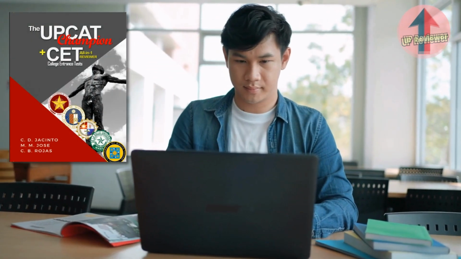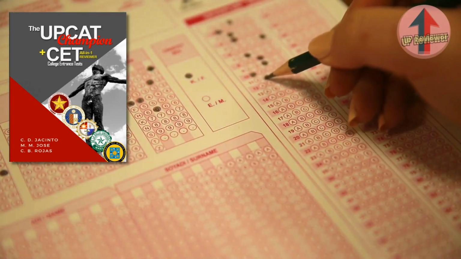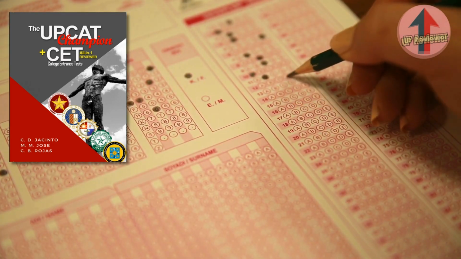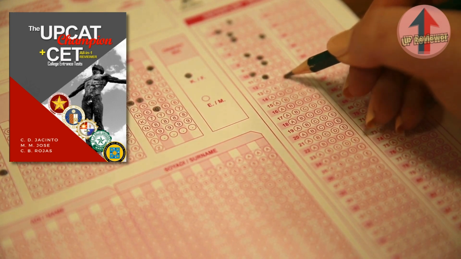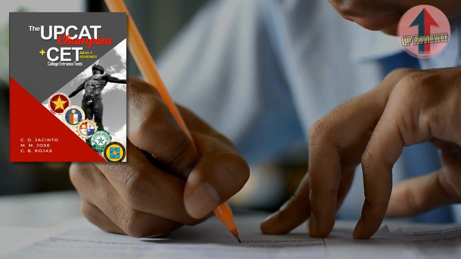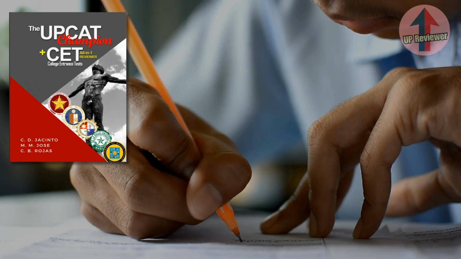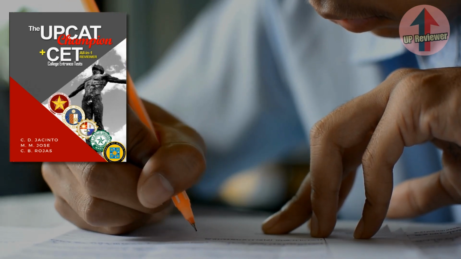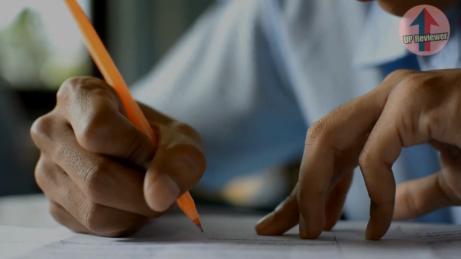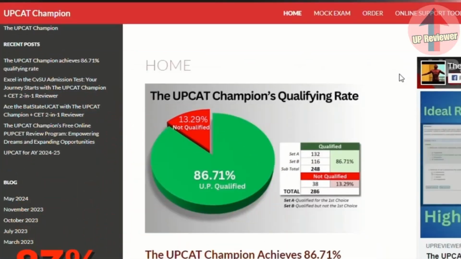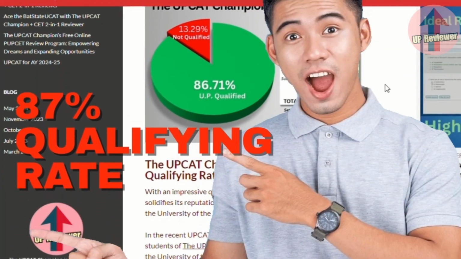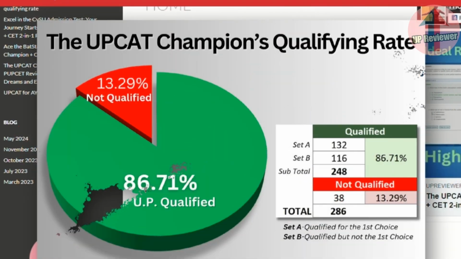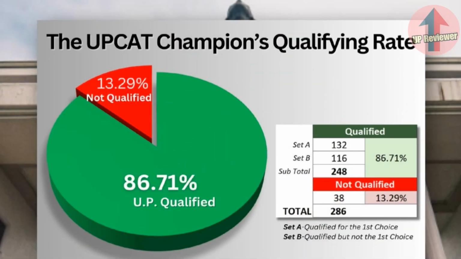As some of you may know, the UPCAT Champion is a nonprofit organization founded during the height of the pandemic. Publishing the book became a source of income for displaced educators. In gratitude for the overwhelming support for our reviewer, a significant portion of the sales goes towards scholarships. Our pioneering batch of scholars and sponsored students who took the previous UPCAT successfully qualified for UP admission. We created a unique program for them, which we now intend to share with you.